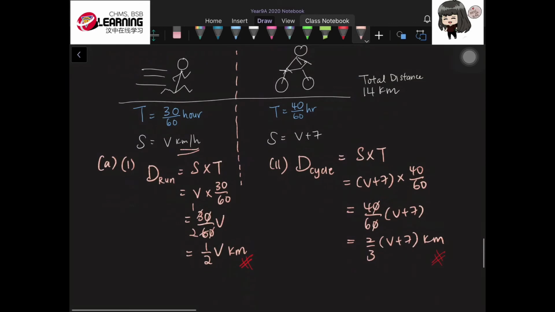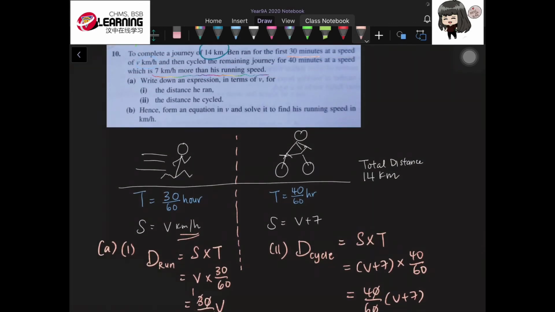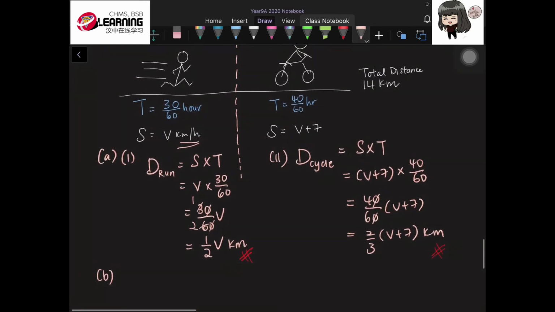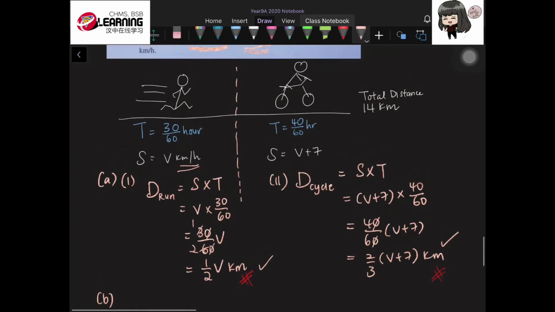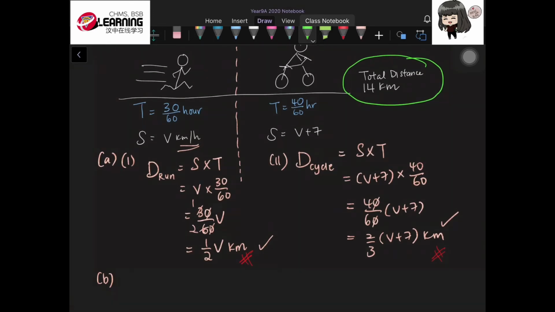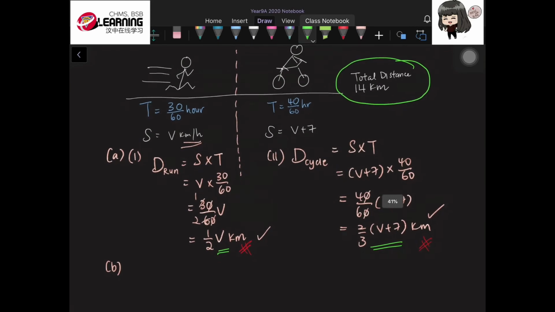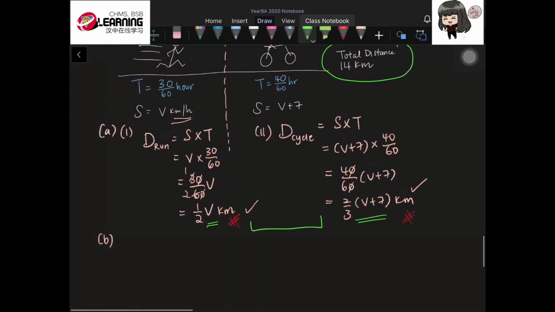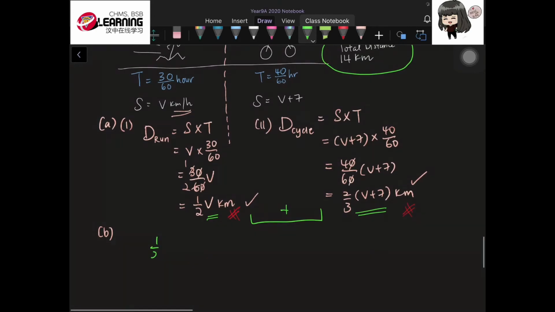Now let's look at part B. The question says, hence, form an equation in v and solve it. We have two tasks in part B. Form an equation in v. How are we going to form this equation using this and this? So we go back again to the question. The total distance is 14 kilometer. The distance for running is half v. The distance for cycling is 2 over 3 (v plus 7). So we add both of these and it equals 14. So half v plus 2 over 3 (v plus 7) equals 14.